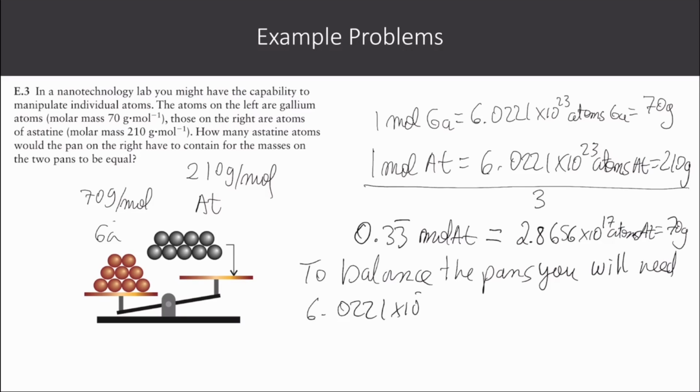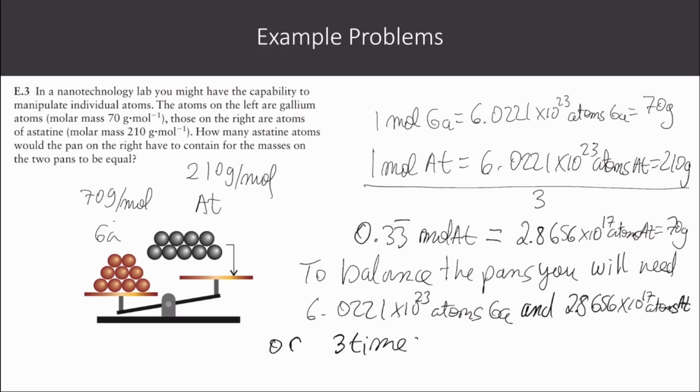6.0221 times 10 to the 23 atoms of gallium and 2.8656 times 10 to the 17 atoms of astatine. Or in other words, you need 3 times as many gallium atoms as astatine atoms.